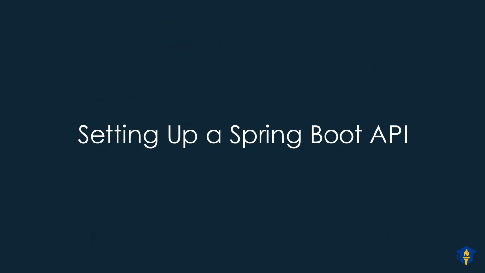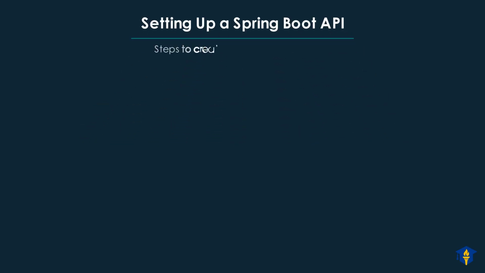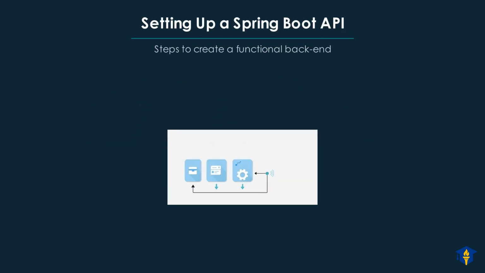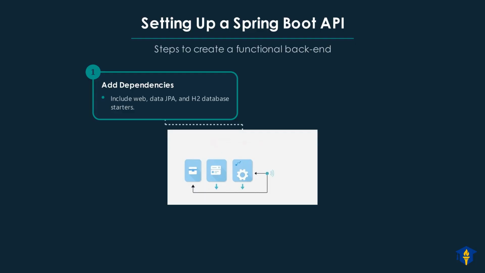Let us walk through the steps for setting up a Spring Boot API for our backend. We will cover the essential steps to create a fully functional backend system. First, you'll need to add the necessary dependencies to your project's build file. This includes web, data JPA, and H2 database starters for core functionality.